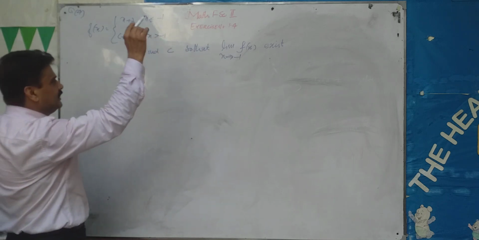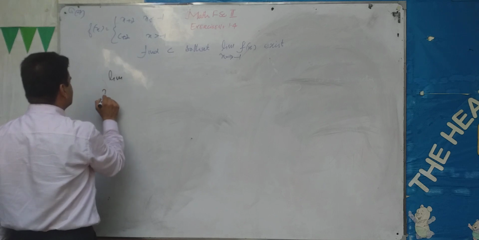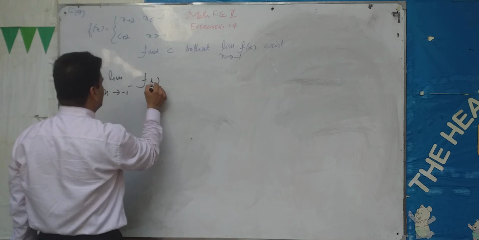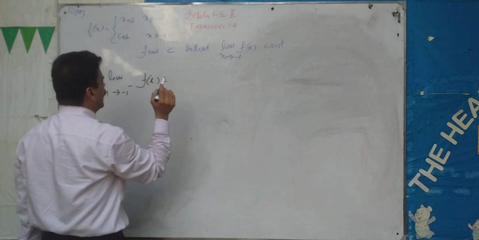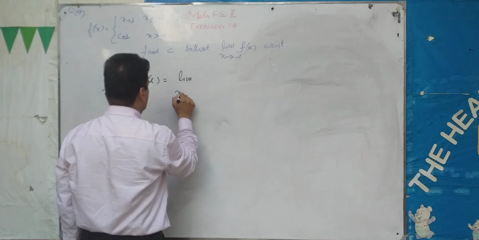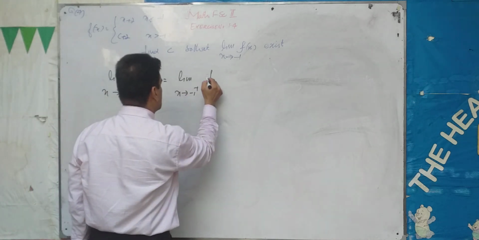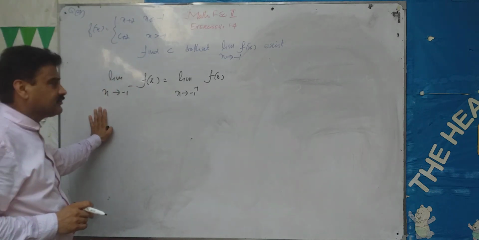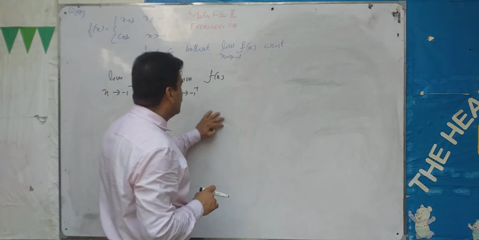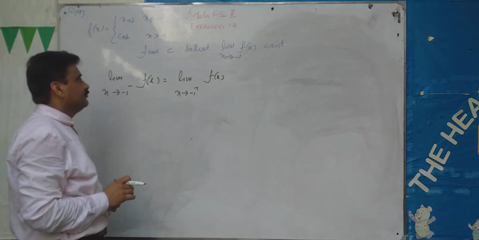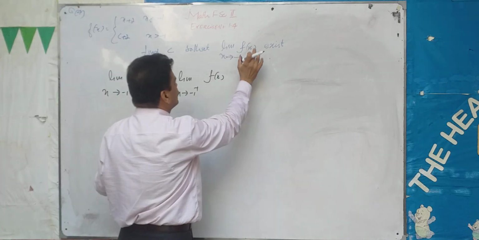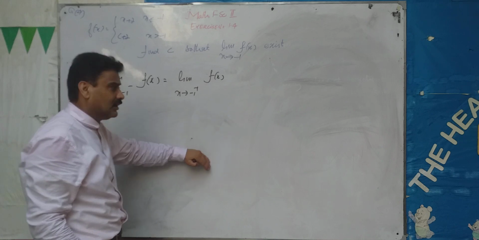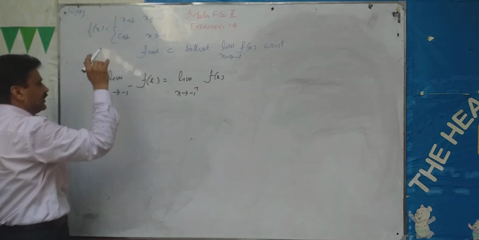Since the limit exists, we write that the left hand limit of the function will be equal to the right hand limit. Why did we write these both limits, and why are these limits equal? Because it is given that the limit exists, we can write that the left hand limit and right hand limit both will be equal. From this we have to find the value of the constant.